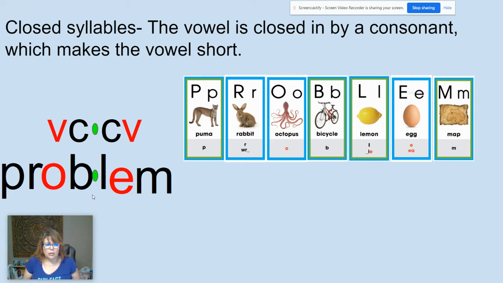Now I look at my first syllable. The first syllable ends with a consonant, so I know that this is going to be a short vowel. So we have a blend here, pr, ob, prob. And then we have the second syllable. It ends with a consonant, so I already know this is a short vowel. It is l, e, m, lem, problem. And then we blend it because these two kind of blend with each other. So it's bl, problem.